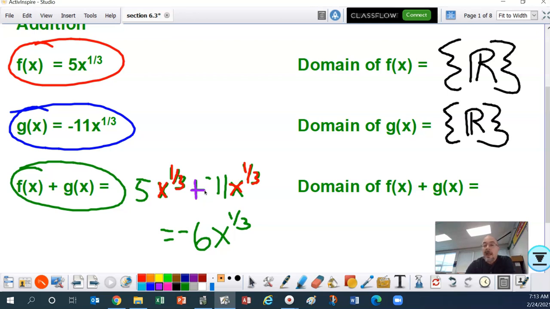Do not apply the rules of exponents to this because there's a plus sign between those two functions. Now, the domain here, ladies and gentlemen, is going to be exactly the same as the domains up above. If you want to put that into your calculator and look at it, please feel free. But the domain is going to be all real numbers. All right, let's move on.